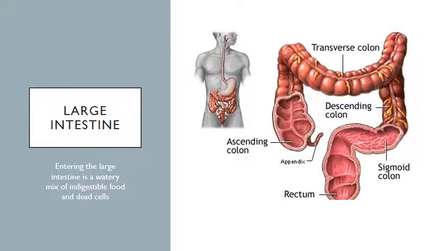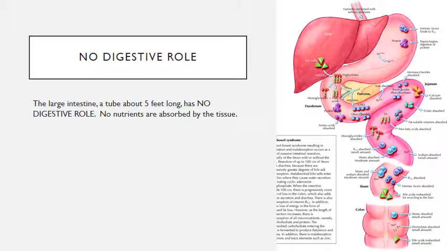Now all we've got left is waste. We've taken all the nutrients out of it. So all that's left is this slurry, this sort of wet, indigestible food and dead cells. They head into the large intestine. Large intestine is called such because it is very thick. The large intestine does not play a digestive role.